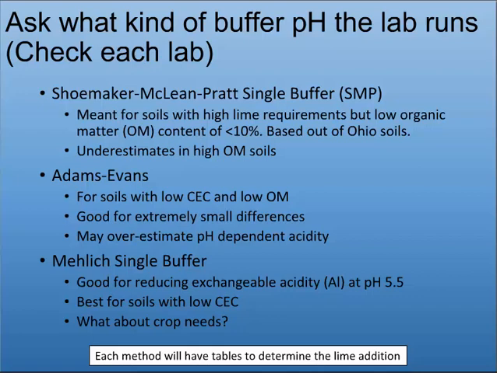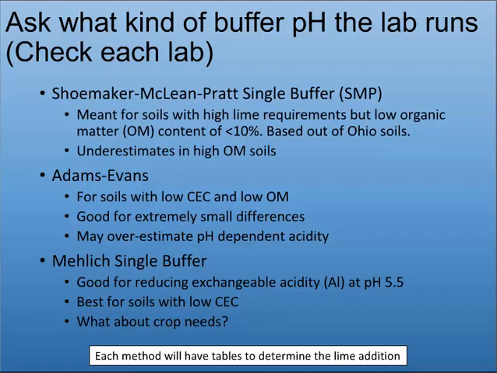So what's that sound like? Low CEC can be a sandier soil, less clay, also less organic matter. So that fits coastal plain soils a lot better, and it's good for finding extremely small differences. So if you have a low CEC, it's a good way to find out what's a small difference to add lime, so it can be more accurate on soils that have lower CEC.